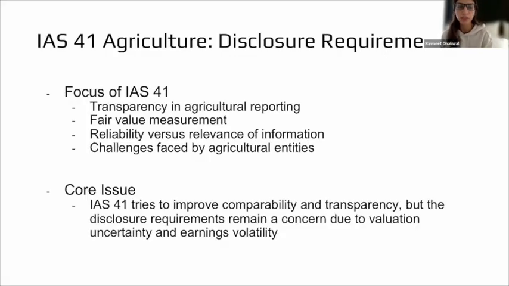So I will be discussing the disclosure requirements under IAS 41, which is agriculture, and providing a brief explanation of how this impacts financial reporting. IAS 41 is the international accounting standard that deals with agricultural activities. It applies to biological assets, like livestock, crops, forests, or even agricultural produce. The main objective of IAS 41 is to improve transparency and comparability in financial reporting. This is done by requiring very detailed disclosures about the biological assets and how they're measured.